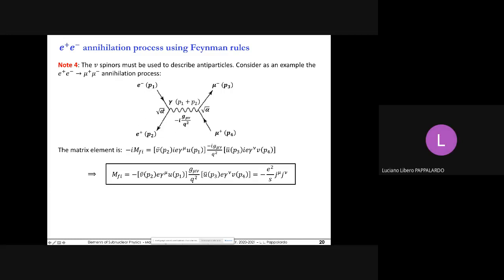So we have now an annihilation process, which involves not only particles, like the electron and the muon, but also the corresponding antiparticles, the positron and the positive muon, okay? So when you write down the matrix element, you have to take care that for the antiparticle you have to use the V spinors, the solution of the Dirac equation for antiparticles. And this, of course, occurs in the initial state and also in the final state, okay?